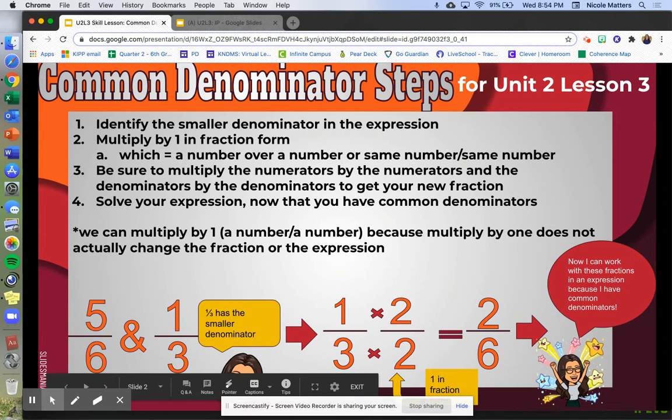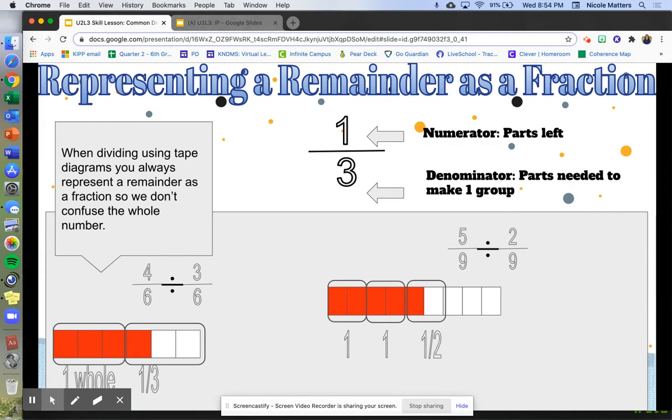Now, as I mentioned before, the step we are going to review is representing a remainder as a fraction. You've seen these notes before. They are posted in your Google Classroom. Remember, when you're dividing using tape diagrams, you always represent your remainder as a fraction, so we don't confuse it with a whole number. So I should not see answers that have R3, R5. It should always be R, and then the remainder is a fraction.